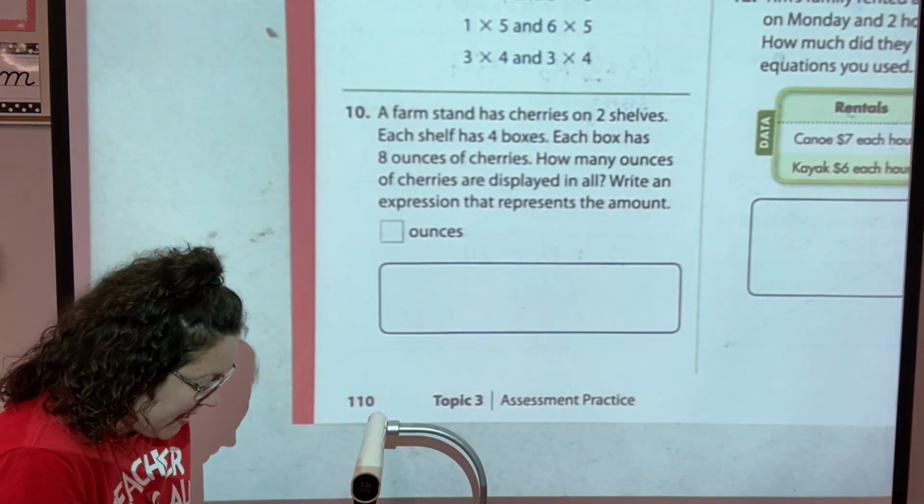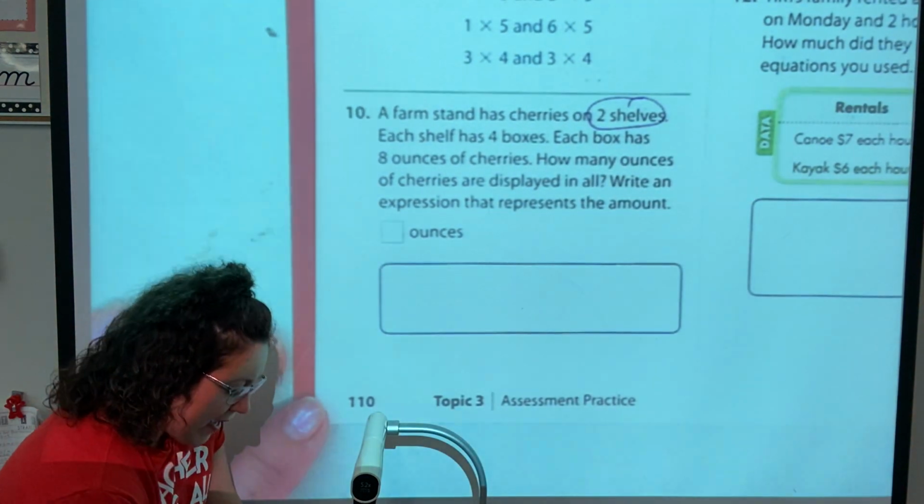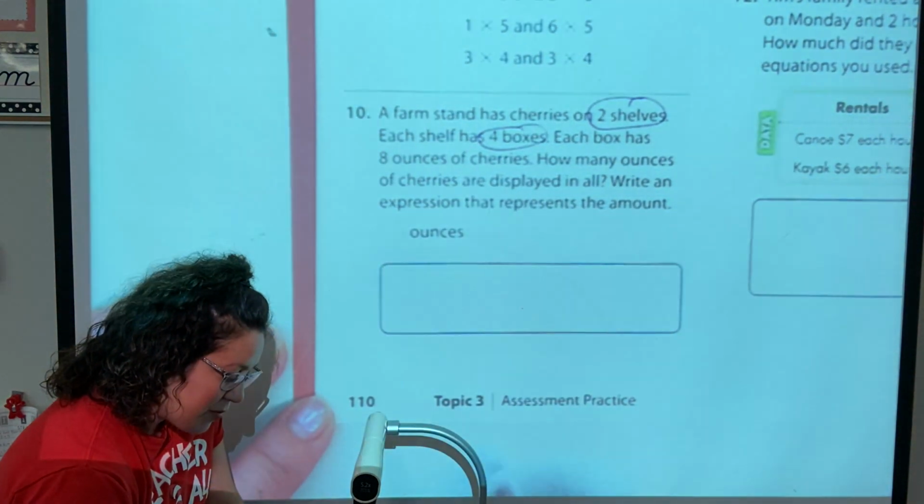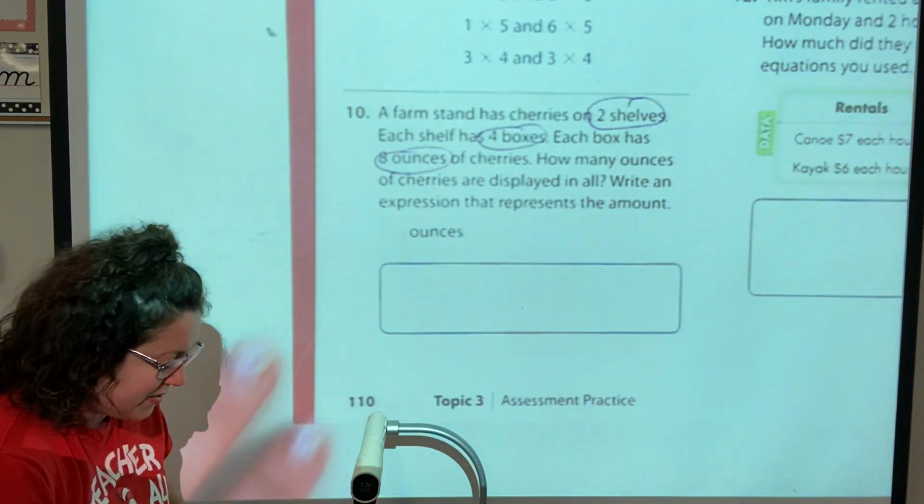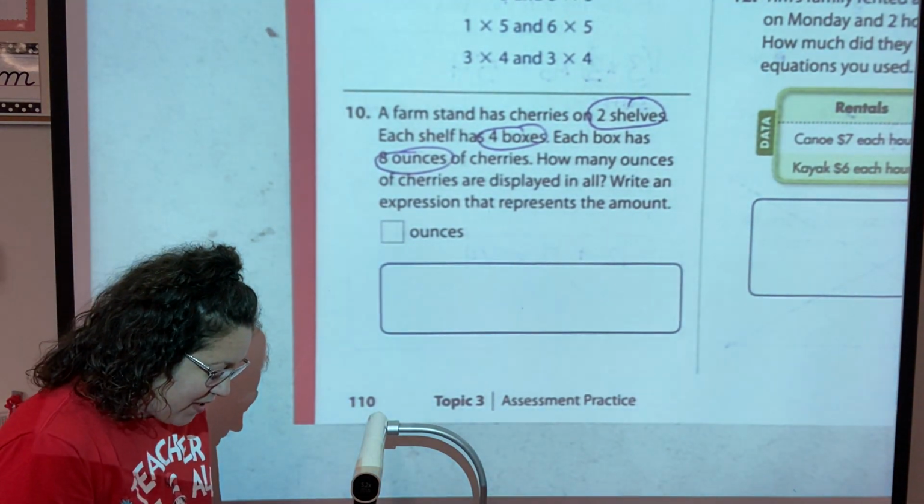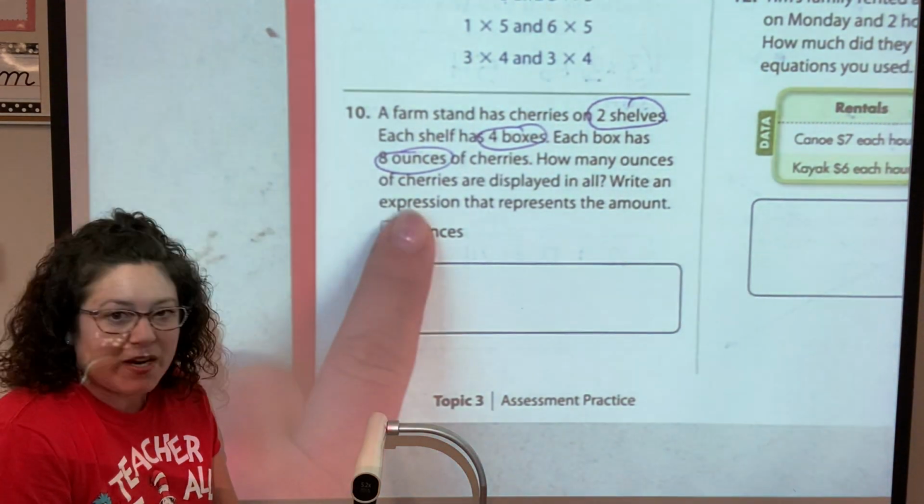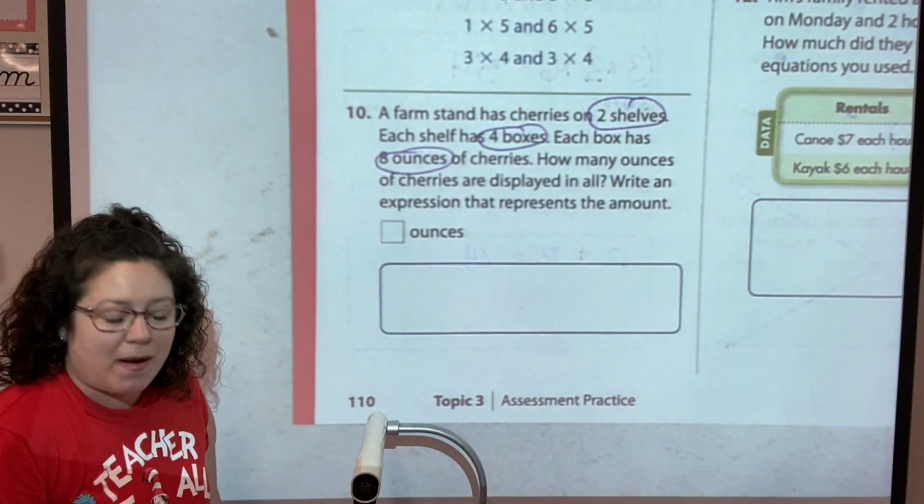A farm stand has cherries on 2 shelves. Each shelf has 4 boxes. Each box has 8 ounces of cherries. Yum. Remember cherries and cherry pits? How many ounces of cherries are displayed in all? Write an expression that represents the amount. Remember that word expression means the same as equation, or write the problem.